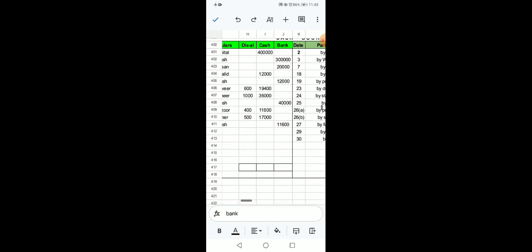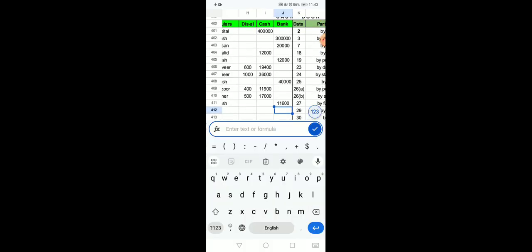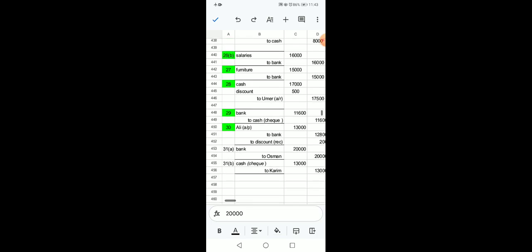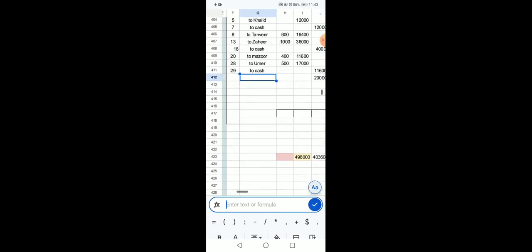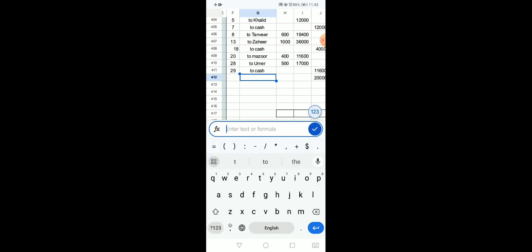Now the second last entry is 31A, where there are two elements but only one element is associated with the cash book, which is bank. 20,000 is debited, so you will go to the bank account and write 20,000 on the debit side of the bank column. Now you will see its reference. On the opposite side Usman is written, so Usman would be considered as the reference. You will write it in particulars.